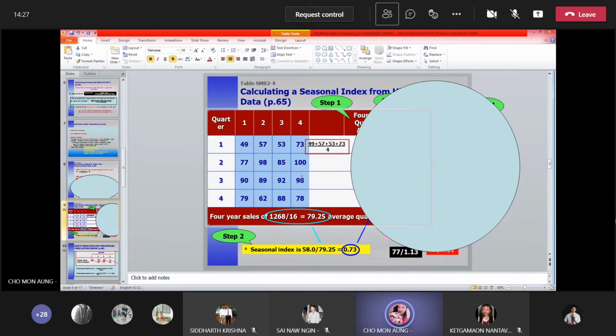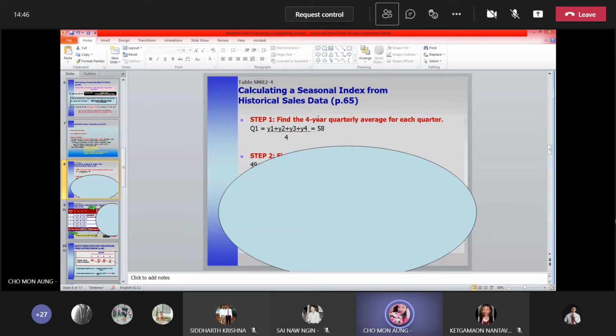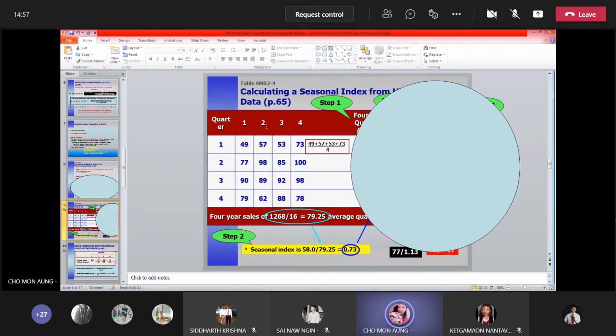Now we are going to do the first part, that is finding the seasonal index and statistic data. Okay? Step 1. Find the 4-year quarterly average for each quarter. We have to find the 4-year quarterly average. 4-year, because in this example, we are using 4-year sales data.